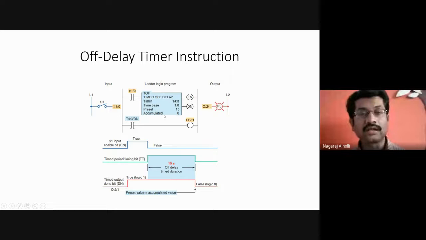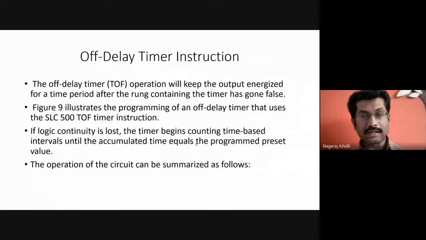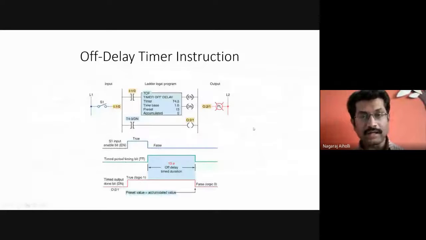It will go on counting until the accumulated value becomes equal to the preset value. Say 0, 1, 2, 3, 4, 5, like this. It will count up to 15 seconds. After 15 seconds, again it will reset to 0. After 15 seconds, when the accumulated time equals the preset time, the output is reset to 0 and the lamp switches off. So the lamp will remain in the on state for 15 seconds.